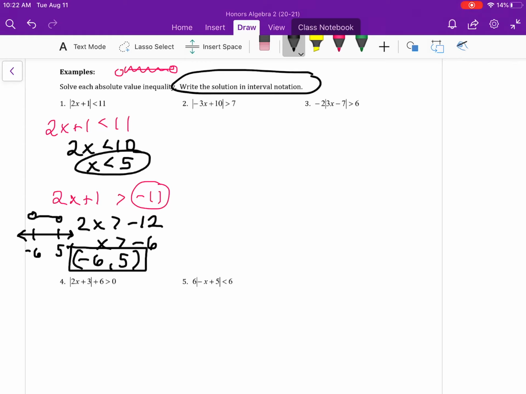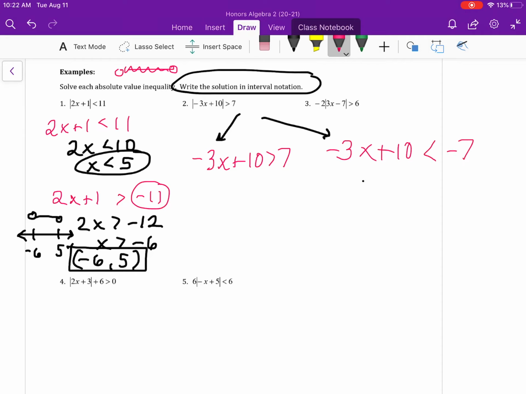Negative 3x plus 10 is greater than 7. Okay, so we're going to try this. We're going to do our two situations. I'm going to do them like that, and maybe skip some room here. So we're going to set negative 3x plus 10 greater than 7, and negative 3x plus 10 less than negative 7. Because remember, when it's an "and" with greater than, you're going to have one end over here and one end over here. So we have to create those two ends.